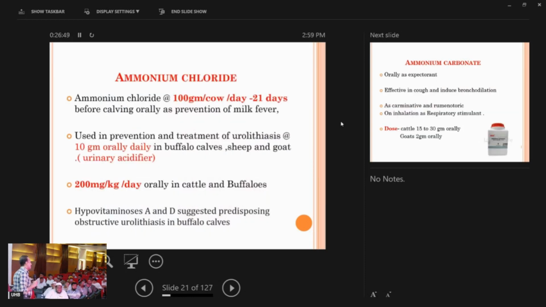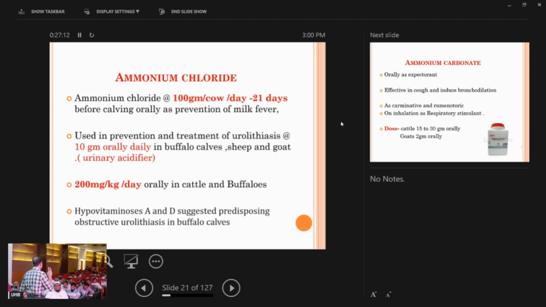The next is ammonium chloride. You would have heard about this ammonium chloride. It is used as an anionic salt. 100 gram per cow per day for 21 days just before calving, just 3 weeks before calving. If you are giving 100 gram daily for a cow, you can prime up the cow to metabolic acidosis so that you can prevent milk fever.